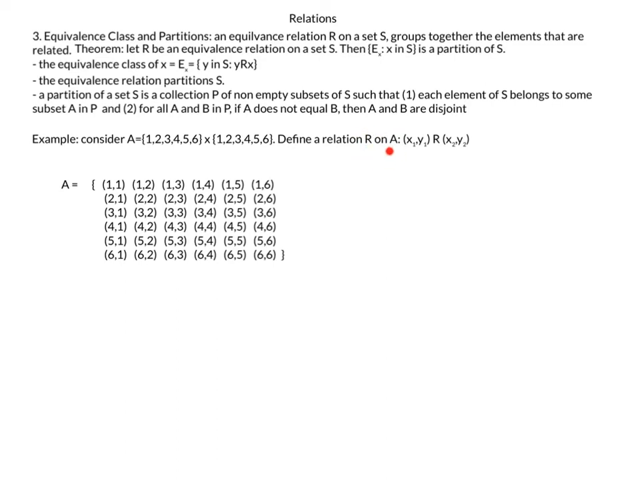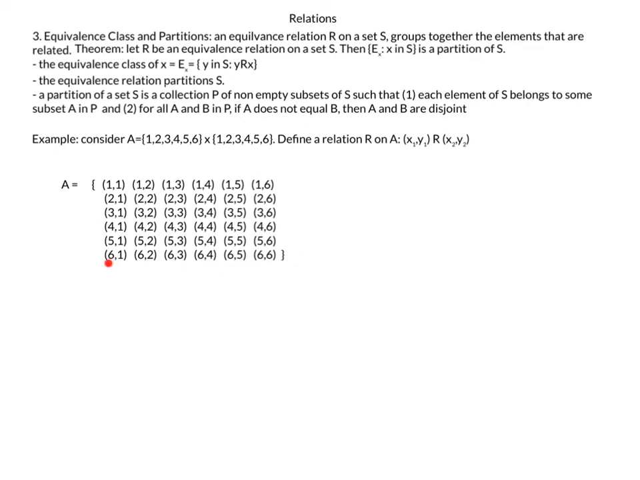This relation is different from the ones we've seen previously, because we're defining the relationship on A, whereas A is a cross product. So I have written out A here. Again, the cross product means we take every ordered pair where the first element comes from this set, and the second element comes from this set. So 1 as the first element, paired with everything in this second set, and then 2 as the first element, paired with everything in the second set. And I've done this all the way through.